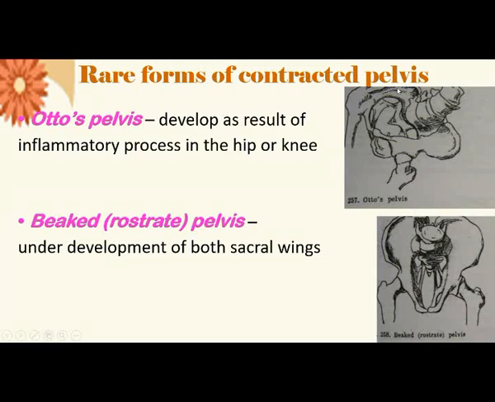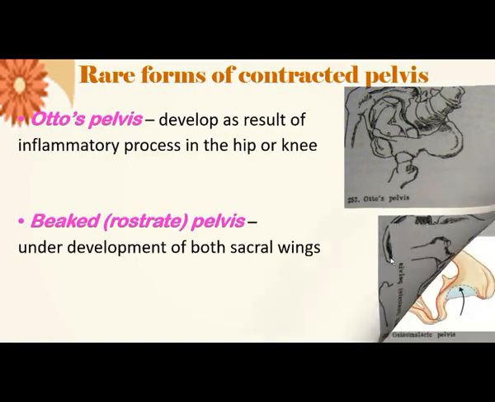Next, various forms of contracted pelvis. First, Otto pelvis. You can see from this picture, it develops as a result of an inflammatory process of the hip or knee. So when an inflammatory process happens in the hip or knee, this type of Otto pelvis usually occurs. Then, beaked rostrate pelvis. There is underdevelopment of both sacral wings. Because of the sacral wing underdevelopment, the beaked pelvis occurs.